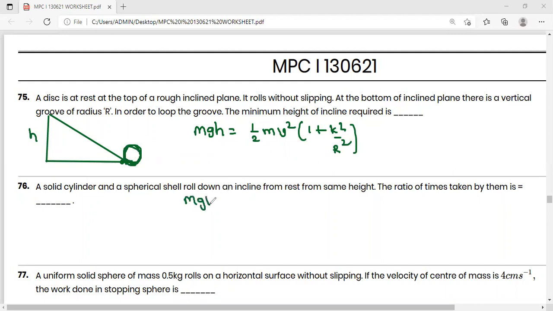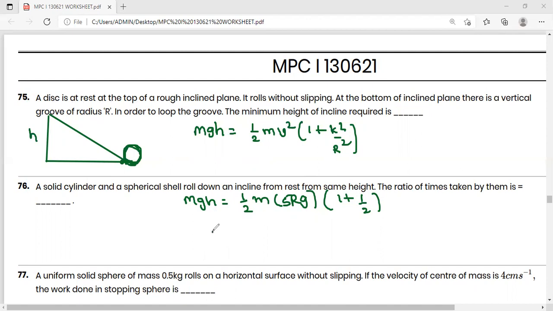So that mgh equals the minimum velocity that should be given at the bottom point to make a complete vertical rotation, which will be root 5 r. So v square will be 5 rg, into 1 plus, what type of body was it given? Disk only is given. For a disk, k square by r square will be 1 by 2. Why? Because the moment of inertia is mr square by 2, na? So of course m and m will cancel here.